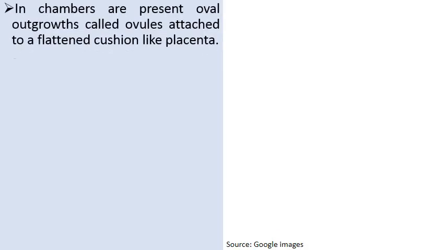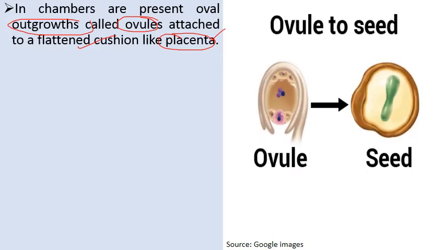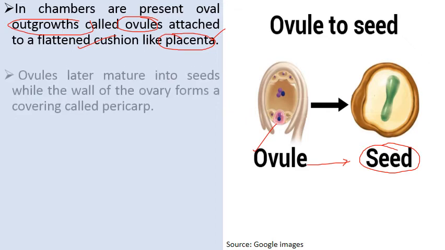In chambers, there are oval outgrowths, जिन्हें कहा जाता है ovules. They are attached to the flattened cushion-like placenta, और ये अटैच होते हैं ओवरी की वॉल के साथ through a cushion-like structure, जिसे कहा जाता है placenta. And this is the ovule. It will form the future seed. So we can say that the ripened ovule is the seed. जो ripened ovule है उसे seed कहा जाता है.